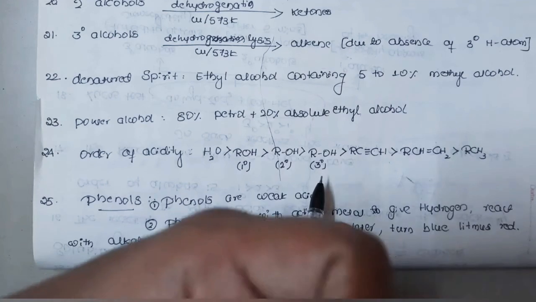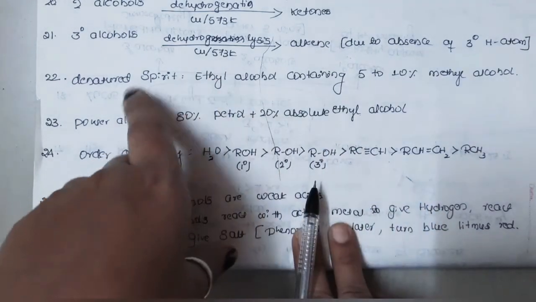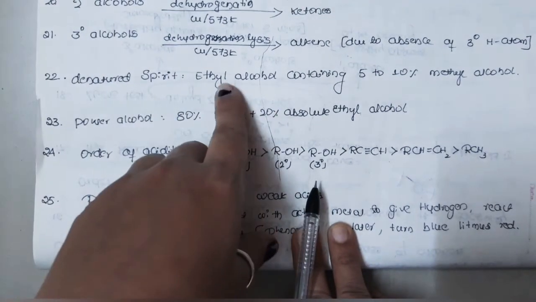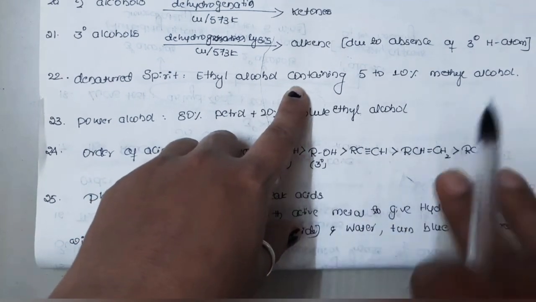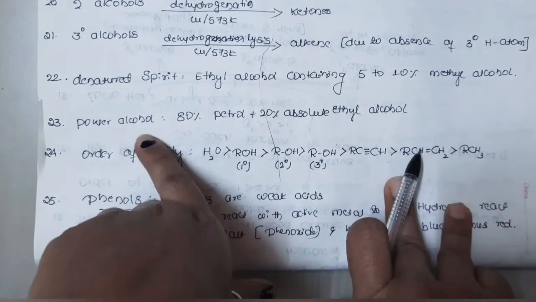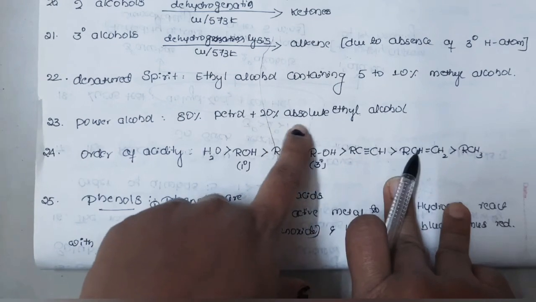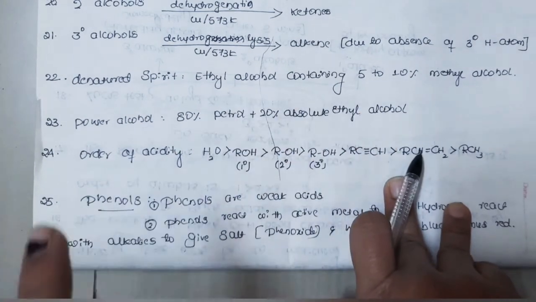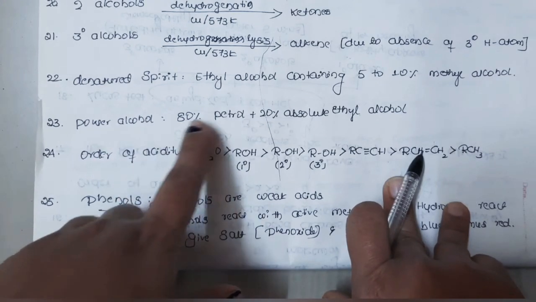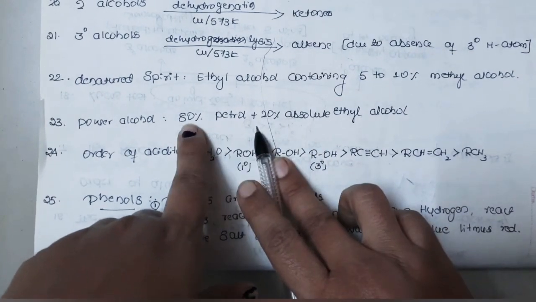What are the compositions of the different types of alcohol we're going to use? When I say denatured spirit, which is unfit for drinking, why? Because it consists of ethyl alcohol along with 5 to 10% methyl alcohol. Okay, what is power alcohol? 80% petrol, and along with that 20% absolute ethyl alcohol. You might have heard the word power petrol. Why? Because it consists of 20% ethyl alcohol along with the petrol.